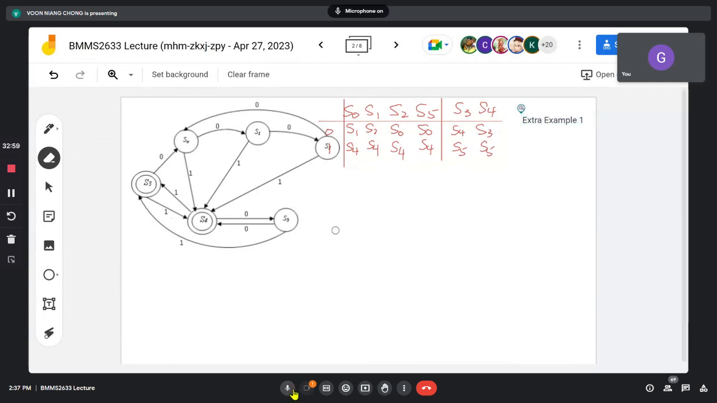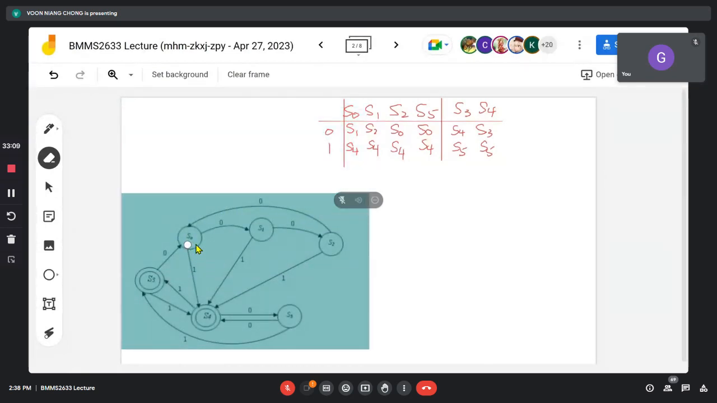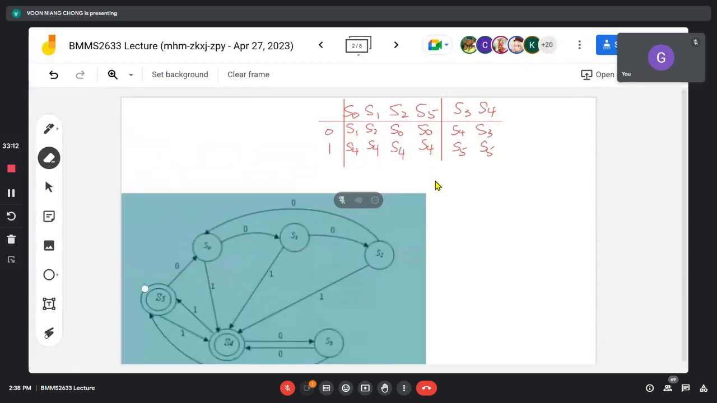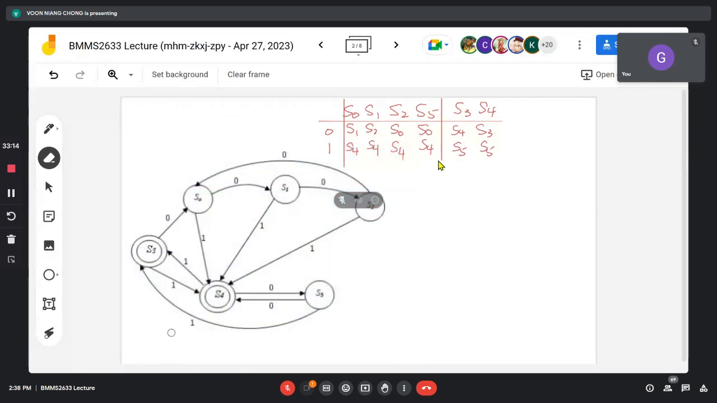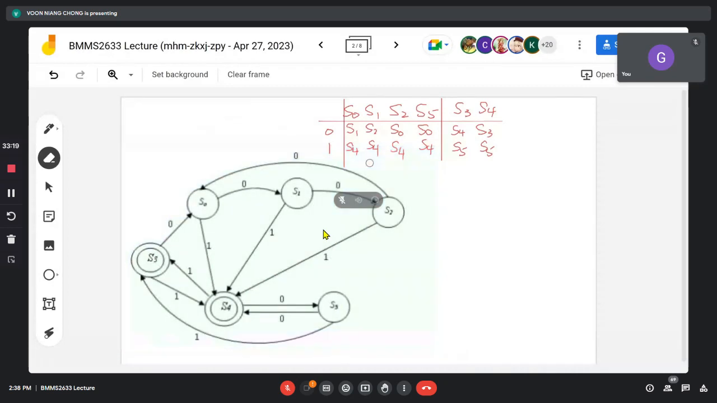Correct now. S5, one input goes to S3. This one, this one, where is S5? Oh, this is... S5 is at the right side. I see, wrong already. That is S3. So S5 goes to S4 and S3.